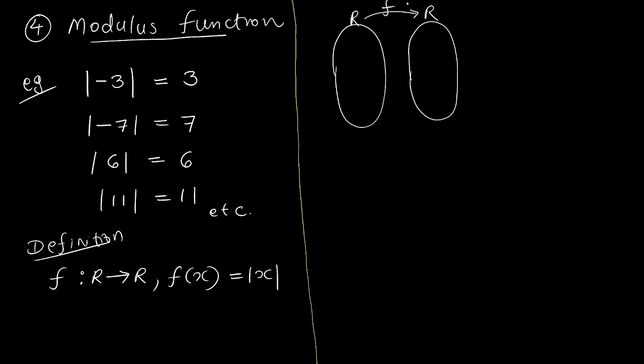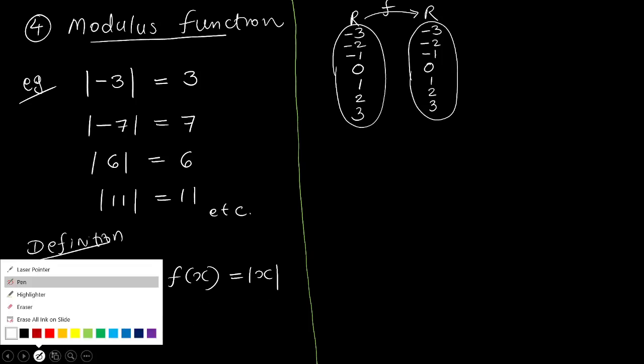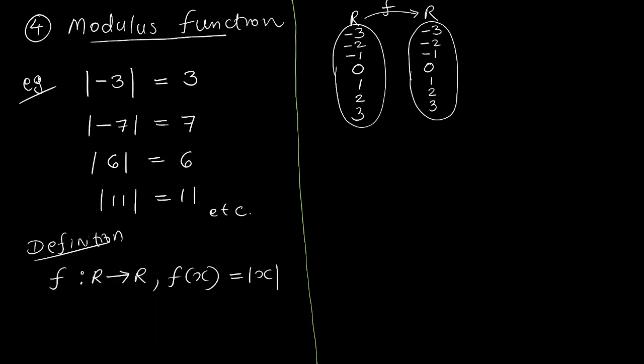F from real to real means the function is real to real. Real means all the numbers, not only 1, 2, 3, 4, etc. Negative numbers, fractions, everything will be there. You may zoom the video if it is not visible. The second set is also real numbers, 0, 1, 2, 3, 4, etc. Real means not only positive numbers, negative numbers will be there, and fractions in between the integers. So f of x equal to mod x. The image of x is mod x.